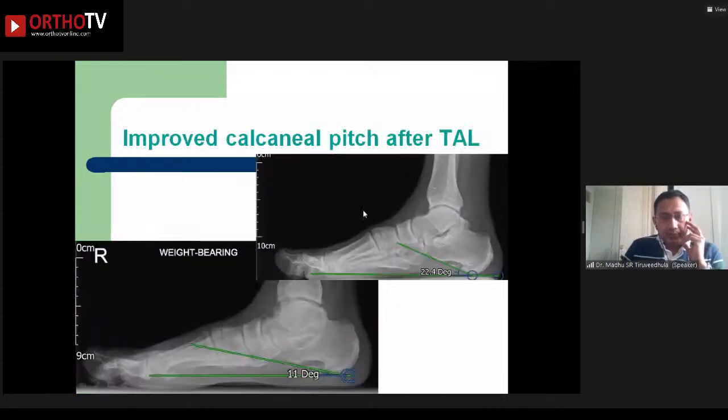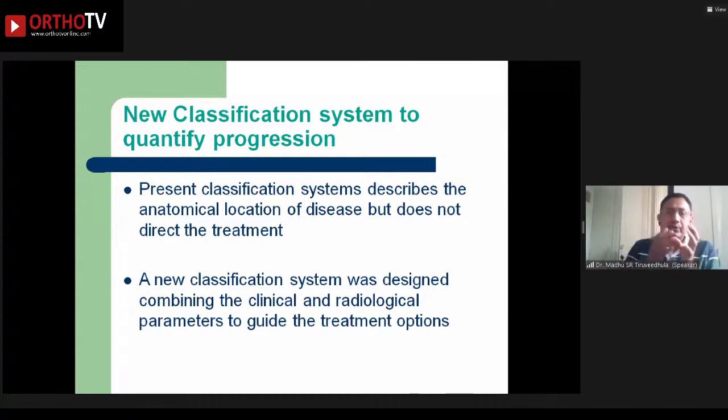We noticed improvement in the calcaneal pitch in patients before and after tendo Achilles lengthening. So this is a pre-procedure and this is a post-procedure calcaneal pitch. Now we want to quantify how effective what we're doing is in patients with diabetes. So we looked at the present classification systems. They are very good. They describe where the problem is, describe the anatomy and how it's progressing. But what they do not do is describe what can be done to treat it at a particular level. So we sat around and designed a new classification system looking at the clinical and radiological findings and then correlated them with the treatment plan, what we can offer.